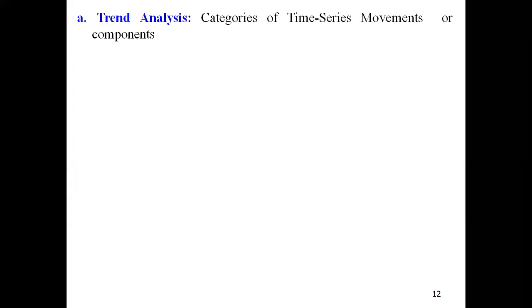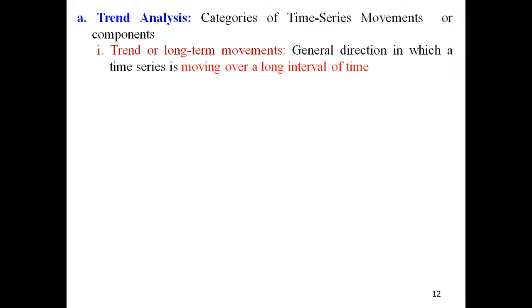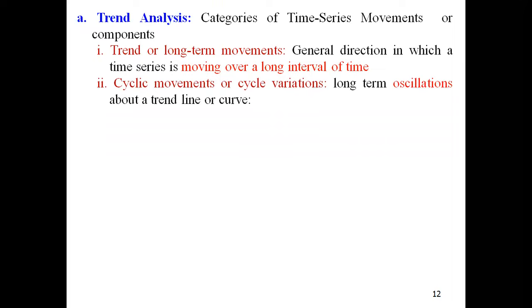And then coming to the first one, trend analysis components. What are the trend analysis components? First is the long-term movement or trend movement. Long-term movement means moving over a long interval of time, 10 years, 20 years. It is the general direction in which a time series moves over a long period of time. That is a long-term movement. Then the cyclic movement, which is also a long-term movement. Oscillations, that means oscillation about the trend line or curve. Continuously the system is oscillating. That's called cyclic movements.